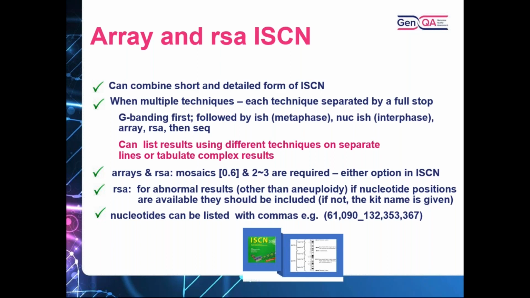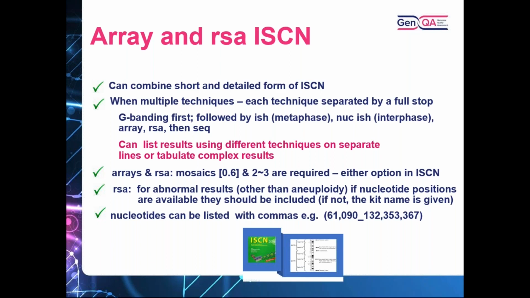Now, obviously, for most cases, you're not going to use all those different techniques, but that is the order in which you should write them. So if you did G-banding and array, it'd be G-banded followed by array. If you did FISH, array, and sequencing, let's assume it's metaphase FISH, ish, array, sequencing. You can list the results using different techniques on separate lines, or you can tabulate them if they're complex results. But if it's a simple result, you are supposed to put it in one string.